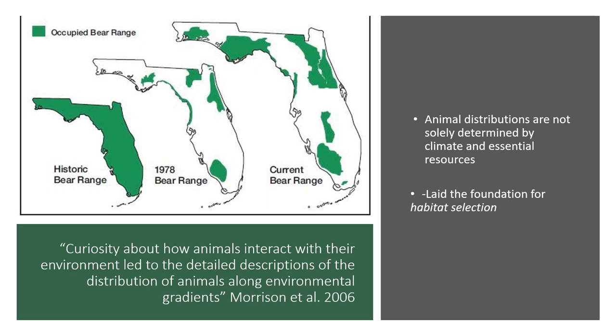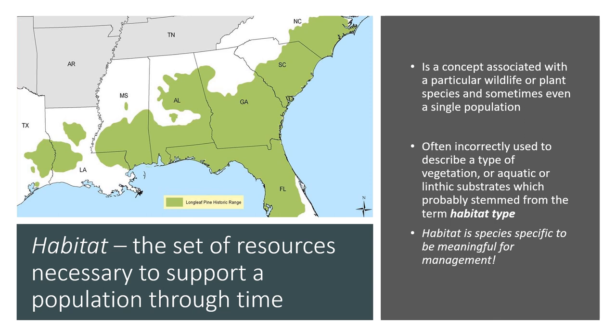So, first, I think we need to talk about what is and what is not habitat. You probably use it infrequently, incorrectly, and I know if you are around in our field that you hear it used incorrectly very commonly. Habitat is strictly the set of resources that's necessary to support a population through time. So that's pretty important. Let's think about why we misuse that.